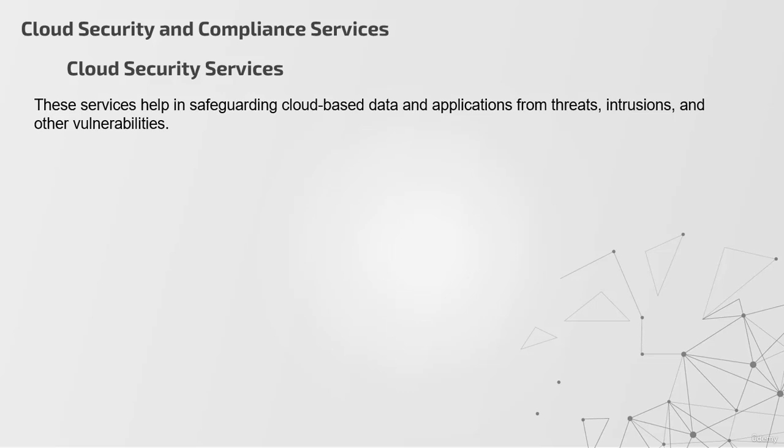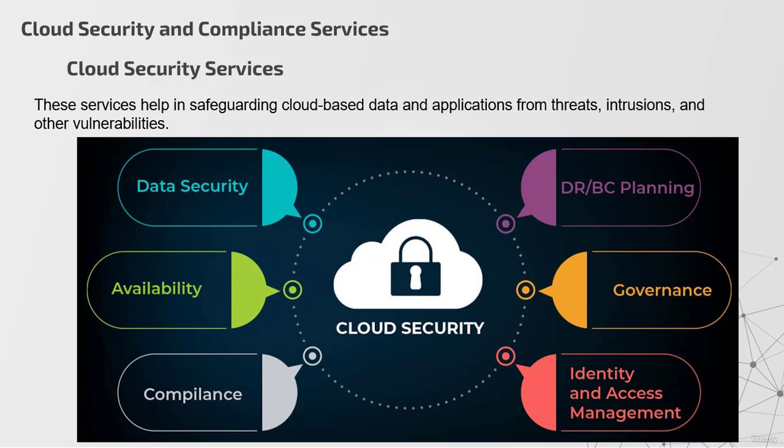Now, around cloud security, there are six main key features. First, we've got data security, and data security refers to the protective measures, protocols, and strategies that are implemented to ensure data is safe from unauthorized access, corruption, or theft.